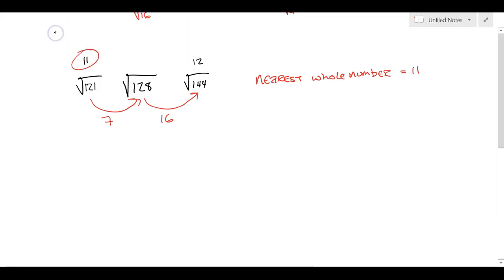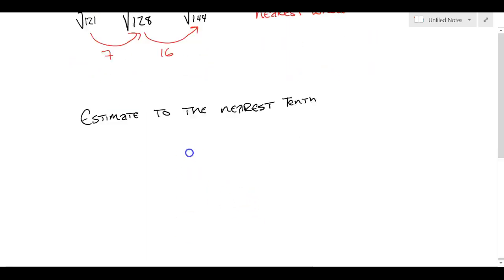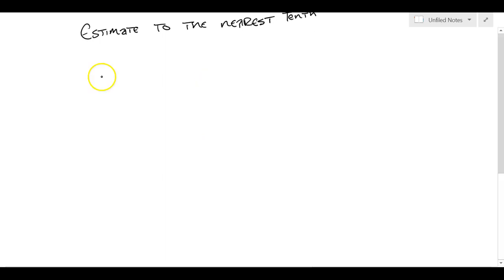But sometimes it's going to say, what about estimating to the nearest 10th? If we need to estimate to the nearest 10th, this is where it becomes a little bit more guesswork. But I'm going to show you some key steps that are going to help you out.